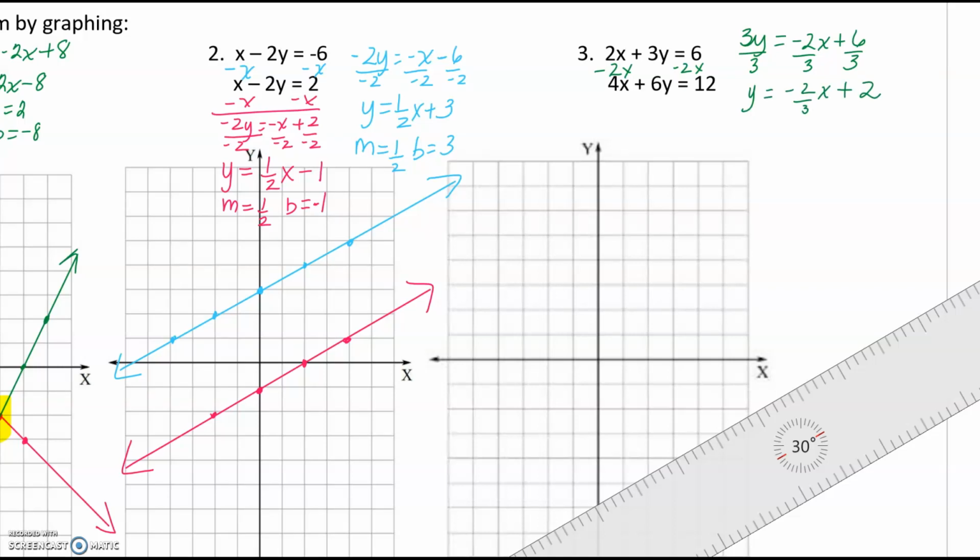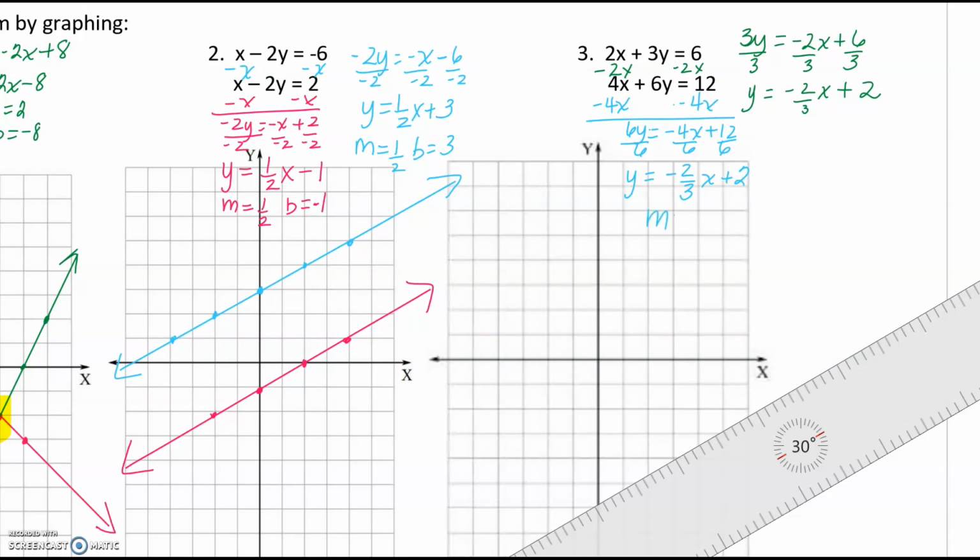In the bottom one, I'm going to subtract 4x. And I'm going to get 6y equals negative 4x plus 12. I'm going to divide by 6 all the way through. When I do that, I get y equals negative 4 over 6 is equivalent to negative 2/3 x, and 12 over 6 is equivalent to 2.